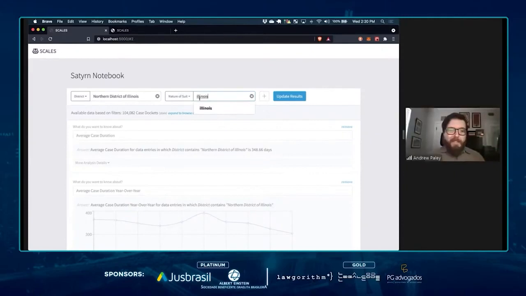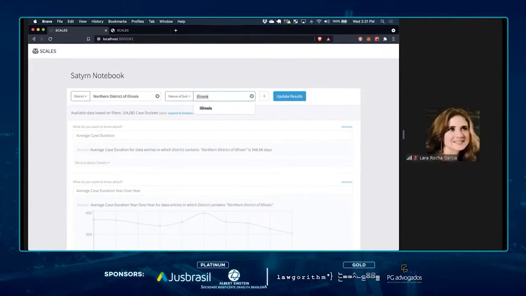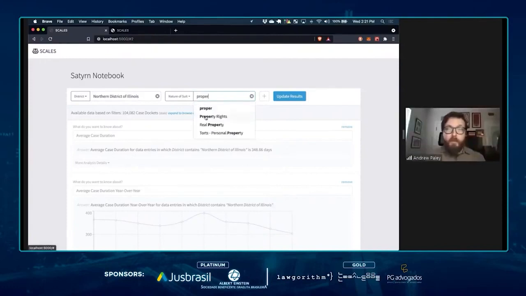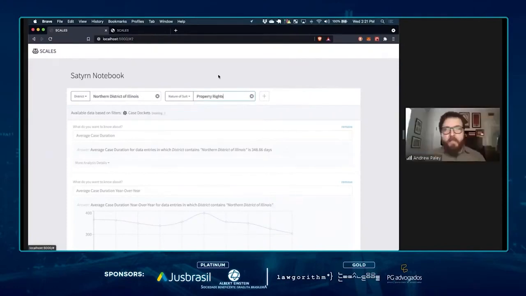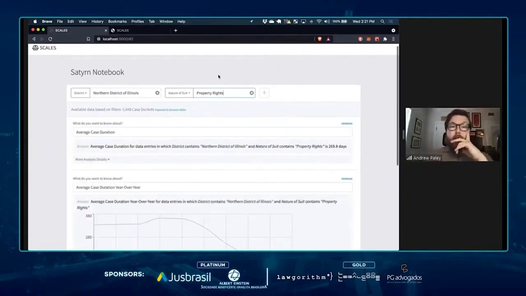Yeah, I've got two or three minutes and I'll be done. Oops. So property rights, that's what I wanted to search. So nature of suit, property rights, which I know is tied to intellectual property.